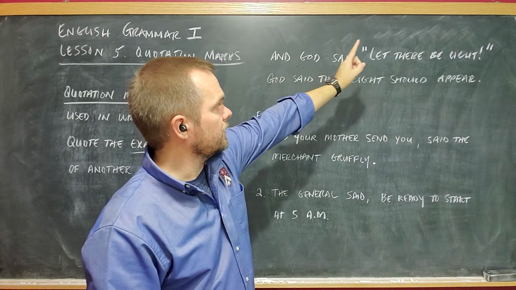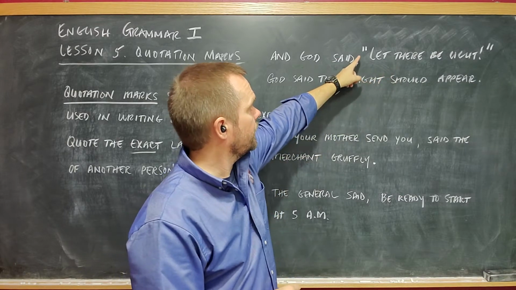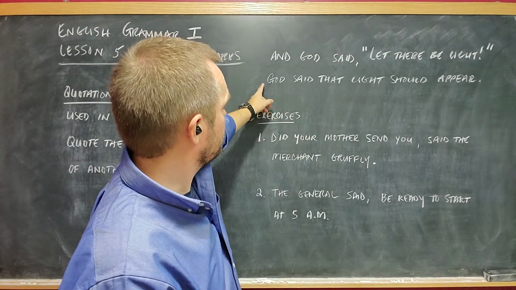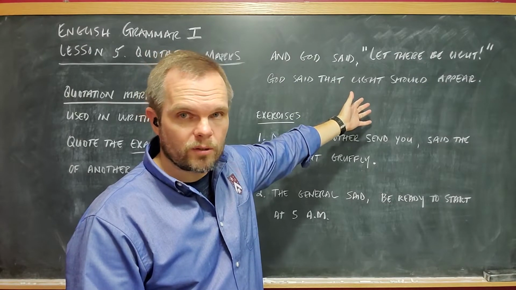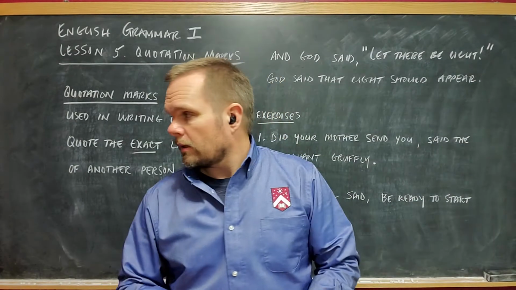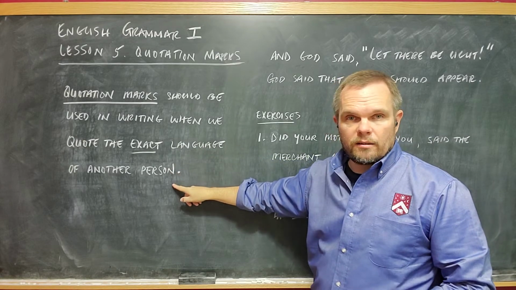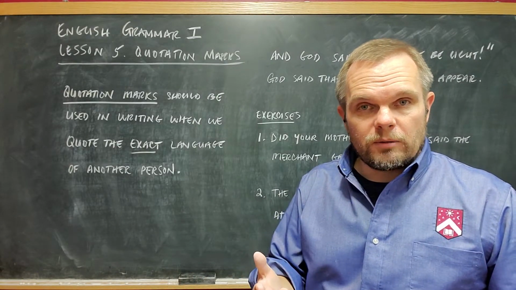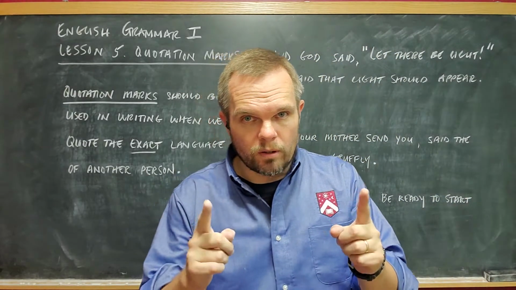"And God said, let there be light." Those were God's exact words, and therefore they're put between quotation marks. "God said that light should appear" tells us what God said, but doesn't quote his exact words. And so there are no quotation marks. All right? Quotation marks should be used in writing when we quote the exact language of another person. And remember, the quotation marks are for the reader, so they can see that you're quoting the exact words of another person.